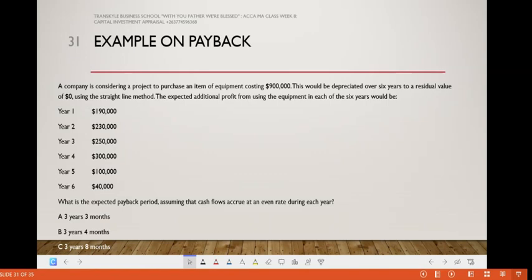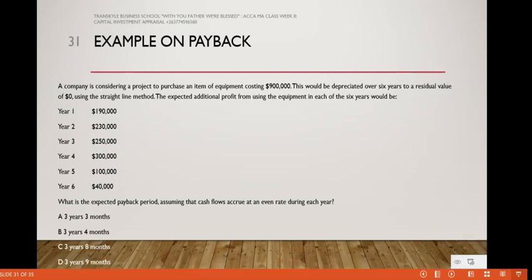Okay, I'm sorry. There's been some mix-up of figures, and I need to adjust this question. So, let us read again. A company is considering a project to purchase an item of equipment costing 900,000. This would be depreciated over 6 years to a residual value of zero using the straight line method. The expected additional profit from using the equipment in each of the 6 years would be as shown, and we are required to calculate the expected payback period, given that the cash flows accrue evenly throughout the year. As I have indicated, you just have to know that year zero is the initial investment of 900,000, and you just have to have a column for the cumulative cash flows.